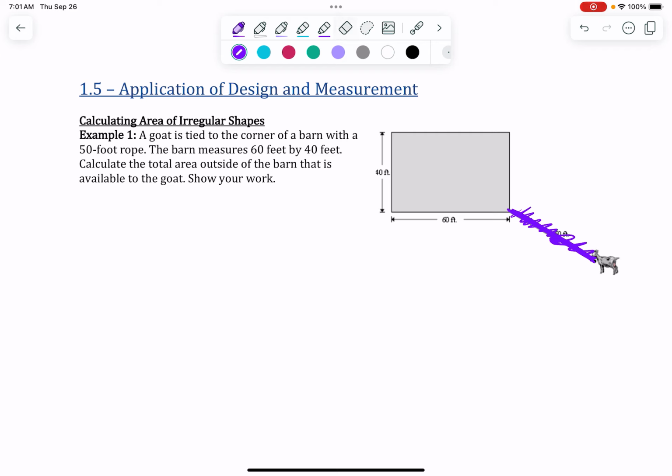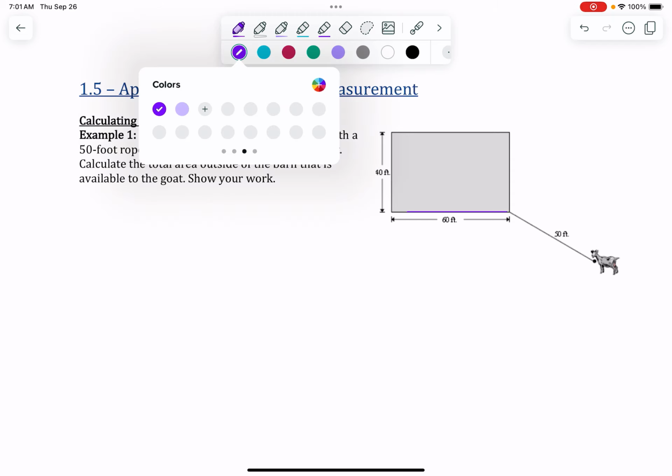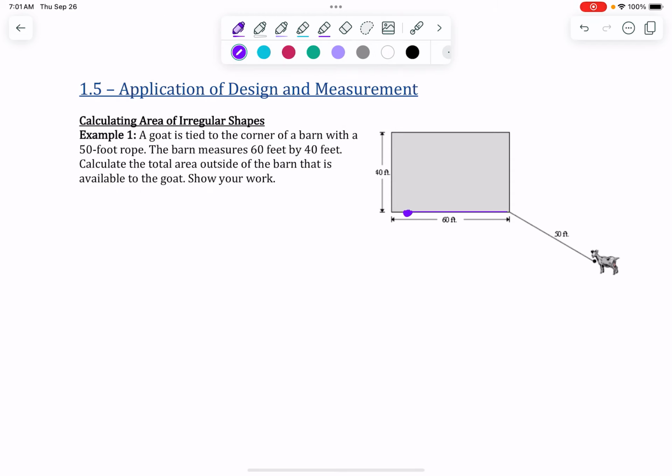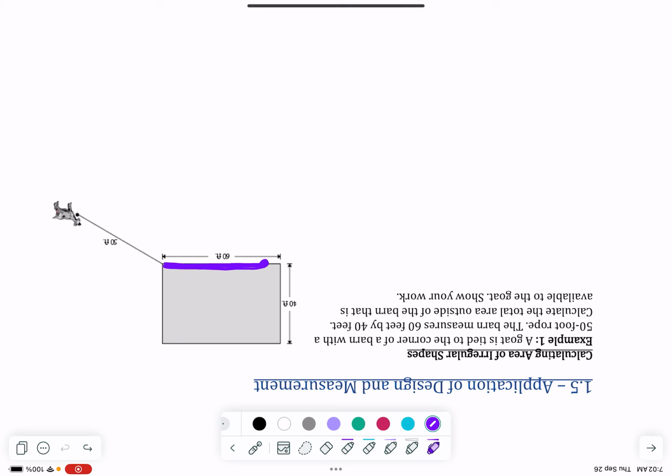Well, that rope is 50 feet long. So let's take a look. If we moved the rope, right, with the goat and went 50 feet as far as we could in this direction, this here would be 50 feet. We wouldn't pass the side of the building because the building's 60 feet long, but we can get all the way to this 50-foot point.